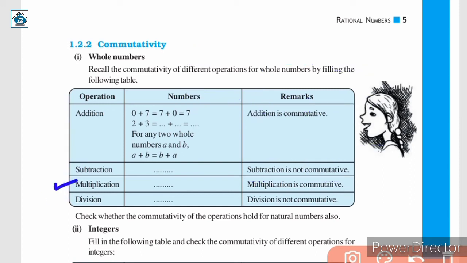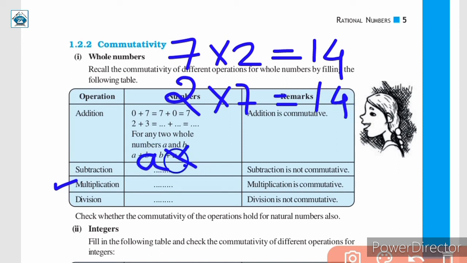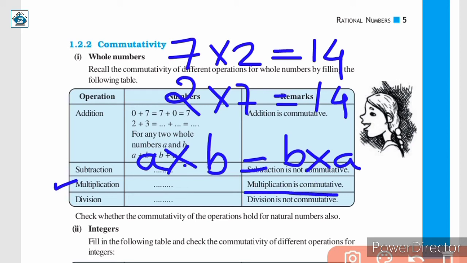For multiplication, it is very easy to understand. Consider 7 and 2. 7 multiplied by 2 is equal to 14. And 2 multiplied by 7 is also equal to 14. So for any two whole numbers a and b, a multiplied by b is equal to b multiplied by a. This means we can say that multiplication is commutative.